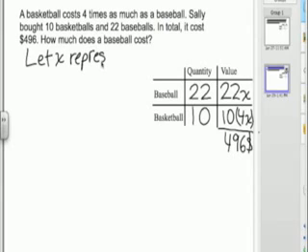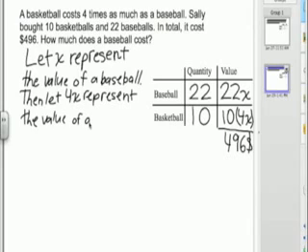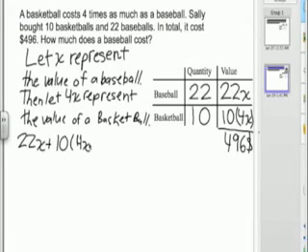Now we can do our let and then statement. Let x represent the value of a baseball. Then let 4x represent the value of a basketball. Now we can make the equation. 22x plus 10 times 4x equals 496.